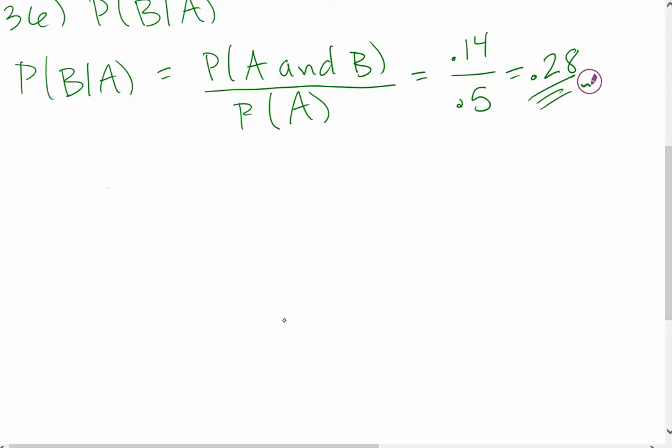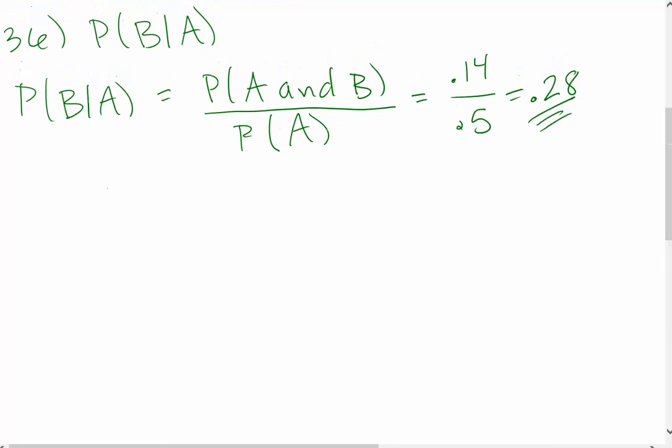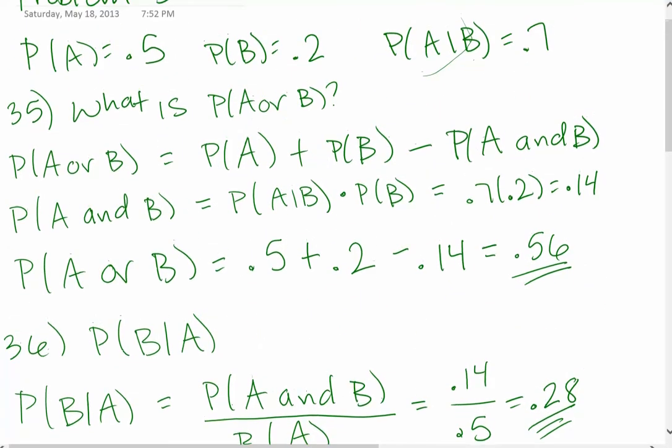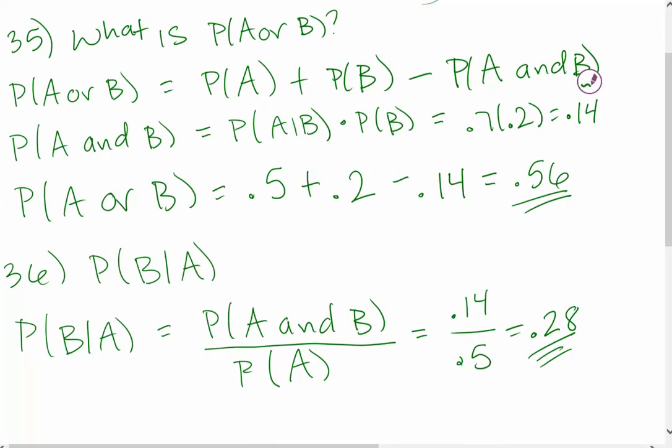So if we know that event A has happened, then we know that the probability of event B is going to be 0.28. Notice again that we do have two different conditional probabilities. We have the probability of A given B, and then we also have the probability of B given A.